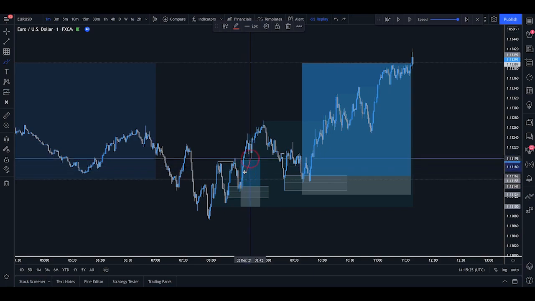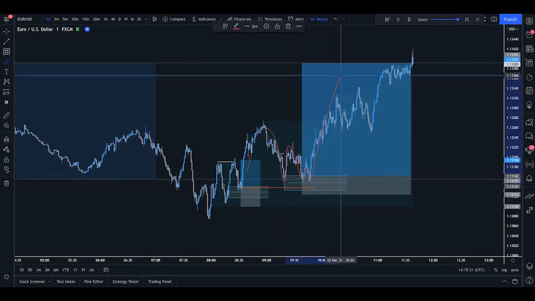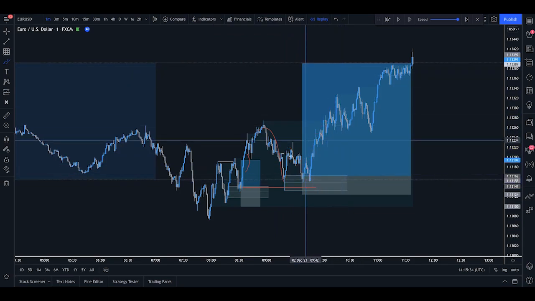Once again, we have this imbalanced area left open, and what did the market do? It came and filled into this zone before then making a new shift to the upside. So we are always using the zones that broke structure, and we are always using imbalanced zones for our entry execution.